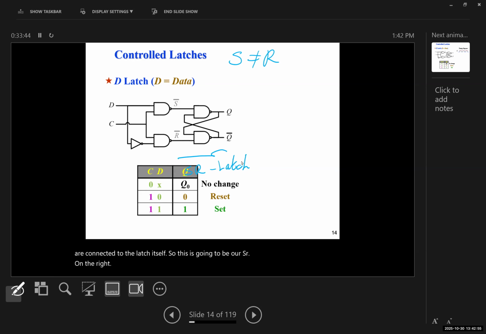Now for a D latch, it's much easier. As long as the control is 0, we have locked the output, and the output would not change no matter what the data is. When the control is 1, if we give the data 1, the output would be 1. If we give the data 0, the output would be 0. Sometimes they call it the set latch as well, or D latch, or data latch. This is the simplest form of a 1-bit memory. You can keep the memory by putting C as 0, or change the memory by changing C and D.